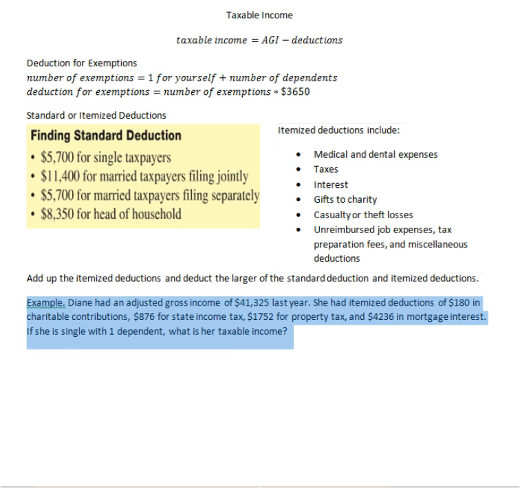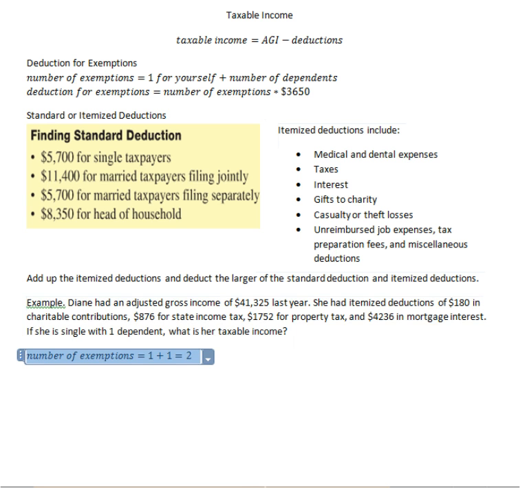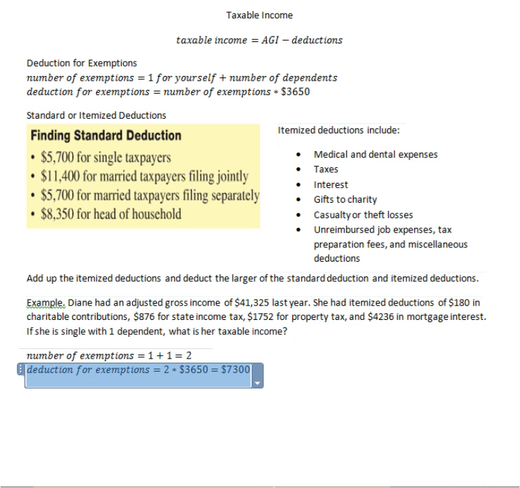She has one dependent, so her number of exemptions will be 1 plus 1 or 2. And the deduction for exemptions will be 2 times $3,650, which is $7,300. So now her standard deduction, she has a dependent and she's single, so she qualifies for head of household. So standard deduction of $8,350.